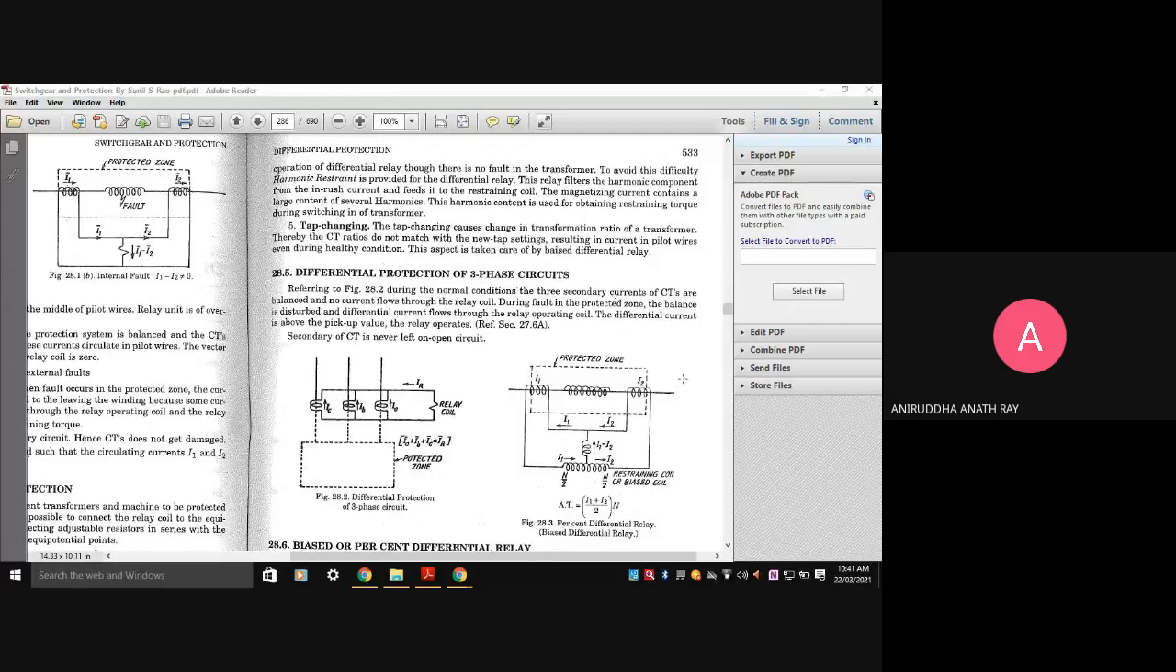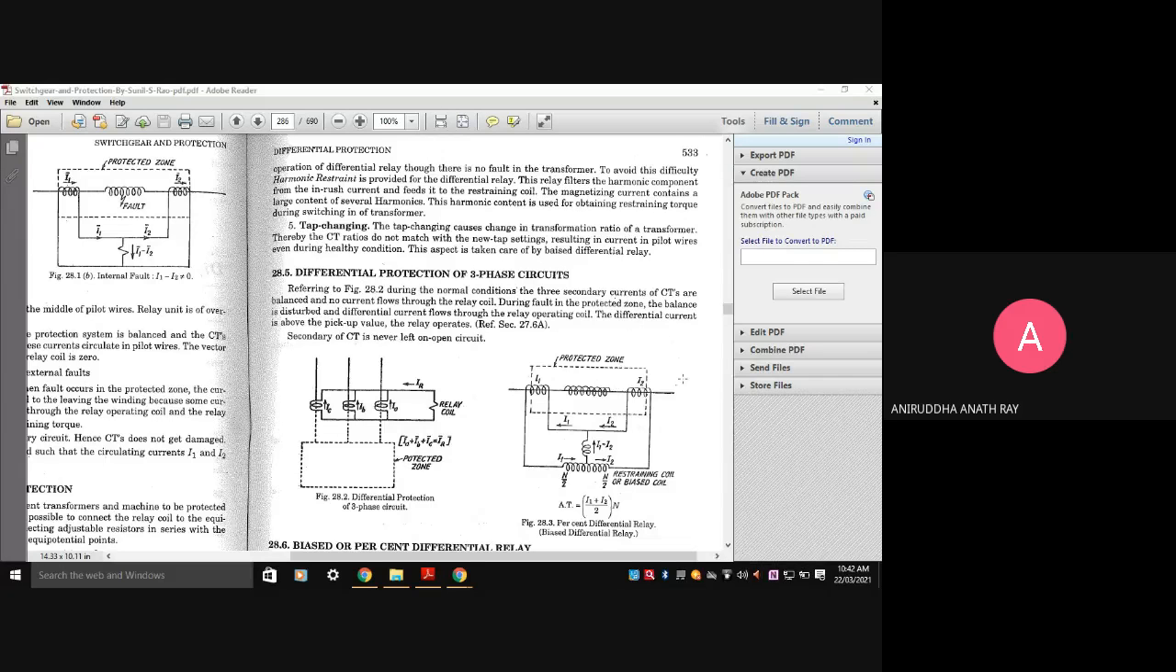To avoid this difficulty, harmonic restraint is provided for the differential relay. This relay filters the harmonic component from the inrush current and feeds it to the restraining coil. I repeat, to avoid this unnecessary mal-operation, harmonic restraint is provided in the differential relay. What happens? That relay filters the harmonic component from the inrush current and feeds it to the restraining coil.